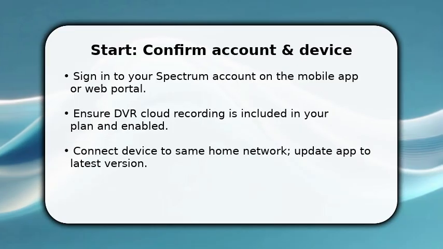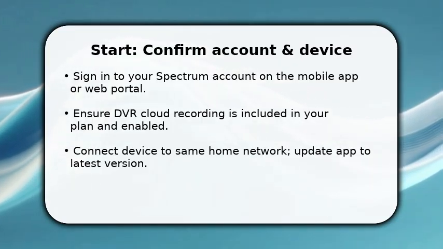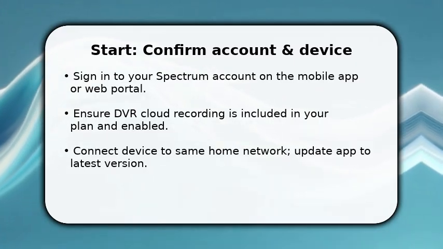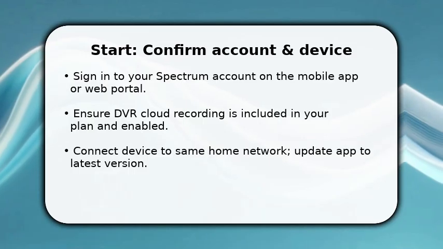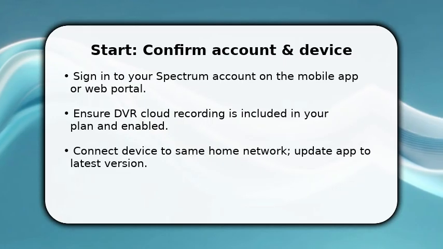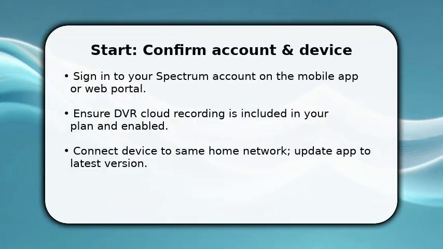You begin by confirming access and capability. Sign into your Spectrum account and verify Cloud DVR is active on your plan. Once done, open the Spectrum TV app or website and make sure your streaming device or phone is on the same Wi-Fi network so recordings sync. You want the app updated. Older versions block new features.